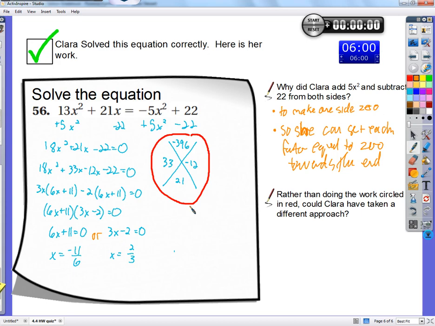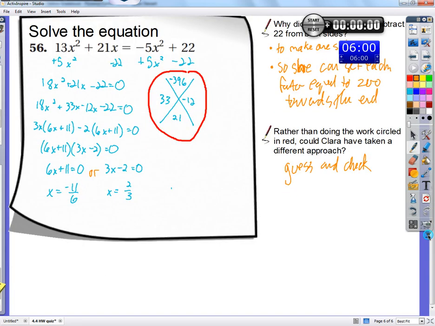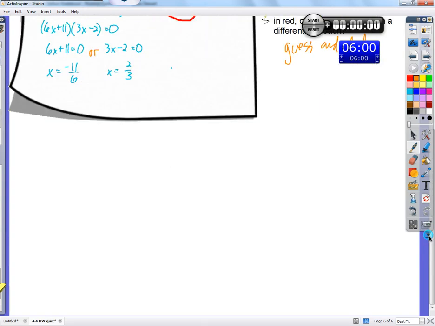We say class as a whole, not just letting one person do all the work for us. Is there another way? Do you have to use that little X thing, AC method that I showed you? No. What's another way to do this? Guess and check. Cody just can't stop himself. Gotta answer. Okay, guess and check. That would have been my three-word response. Guess and check. What are we guessing? Guessing at something, what are we guessing at?